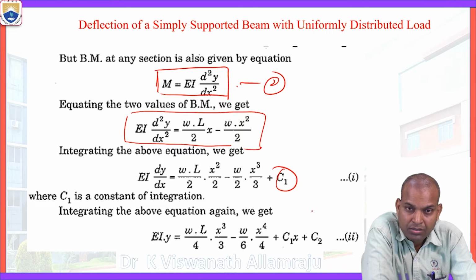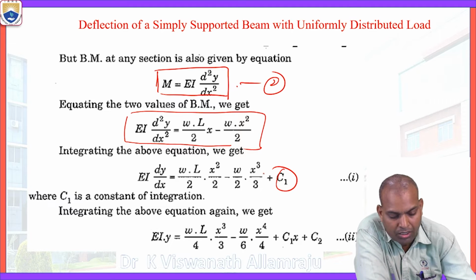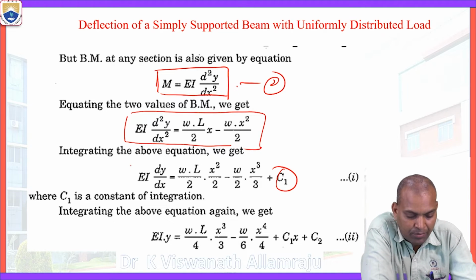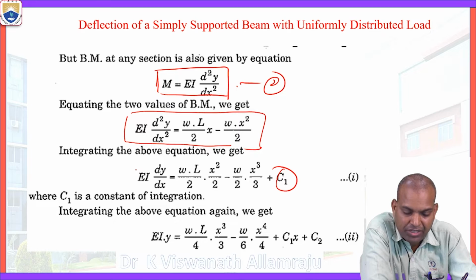The C1 is called the constant of integration. This constant of integration can be obtained by using boundary conditions. Now again integrating the above equation, that is equation 1, what do we get? We get the deflection equation.